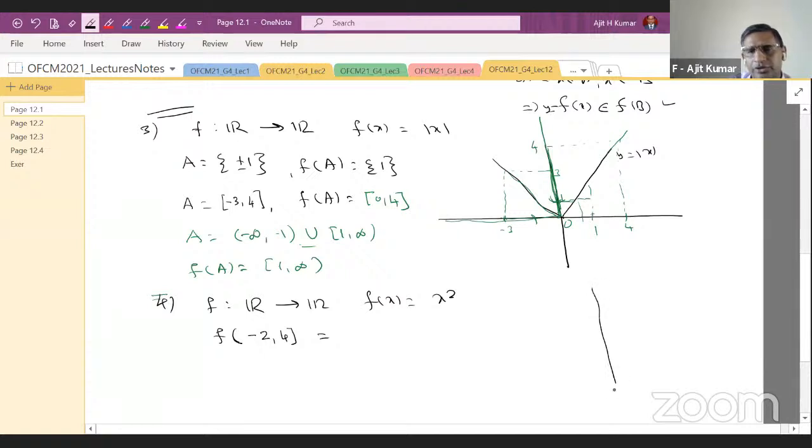Right. So again, you can just draw the graph. It's the graph of the function. Here you have -2. Here you have 4. These two examples are very similar to each other.